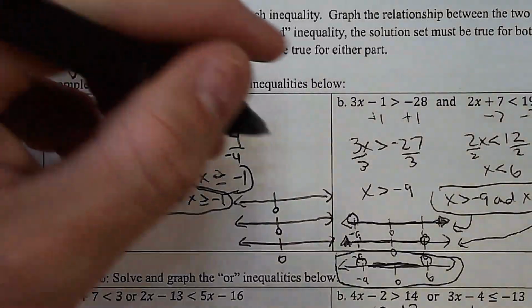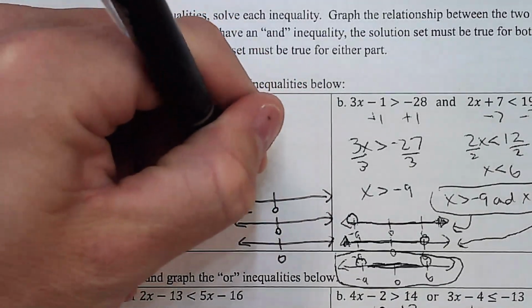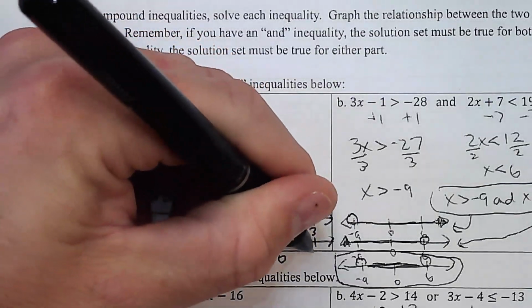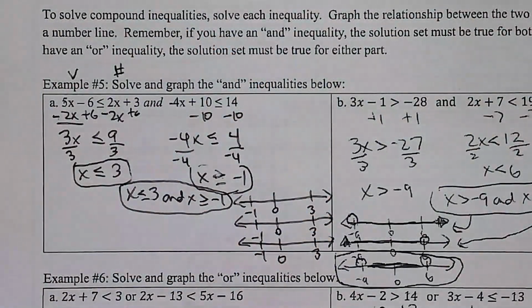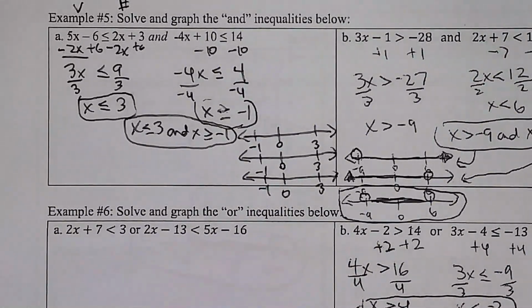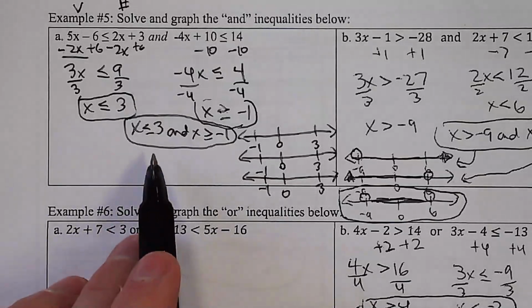This is going to be very trashy. I'm going to put -1 before 0. I'm going to put 3 after 0. I just need to have a visual for what this is going to look like. I'll give you a moment to get that. Now we're going to graph them separately.